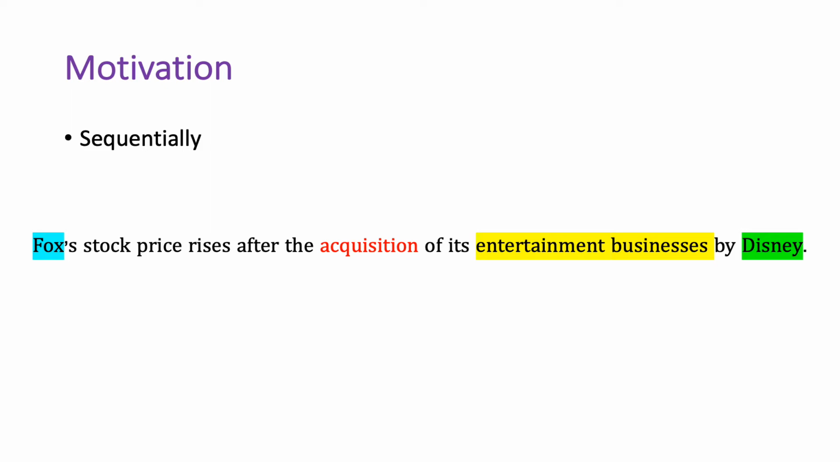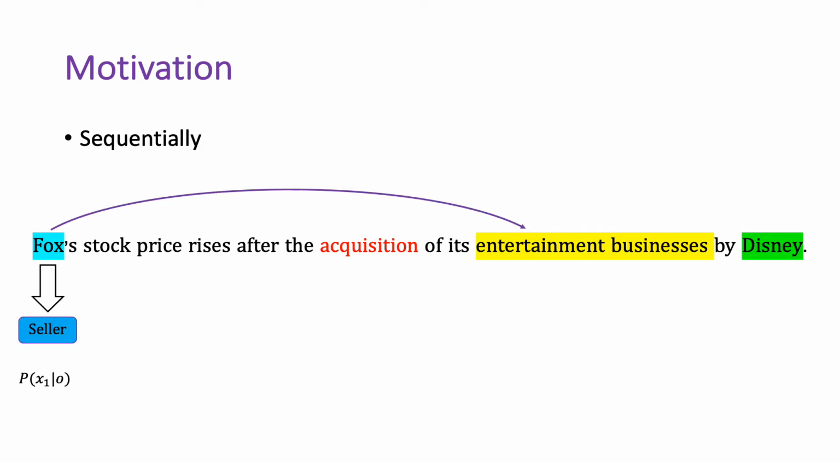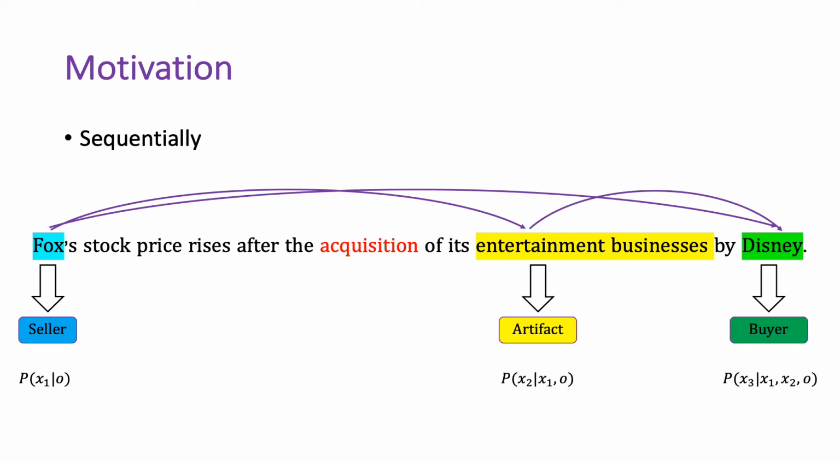Another typical method adopted by existing works is to sequentially extract event arguments. They sequentially classify the event argument candidates in a specific order, mostly from left to right. For example, first classify folks as seller only from the text, and then classify entertainment businesses as an artifact, given the text and the determined argument role for folks, and so on. The distribution they are modeling is autoregressive. That is to say, P(x1 | O), P(x2 | x1, O), P(x3 | x1, x2, O), and so on.